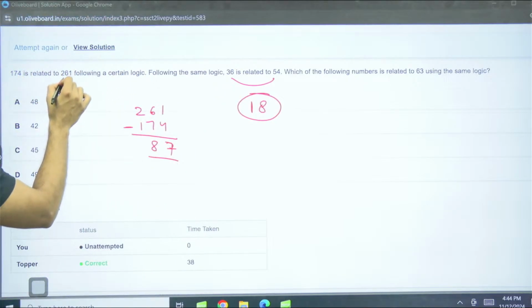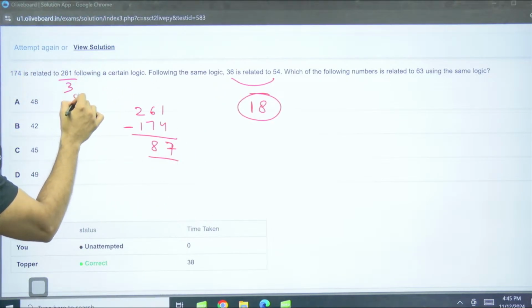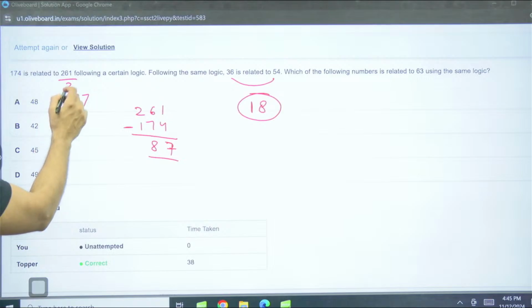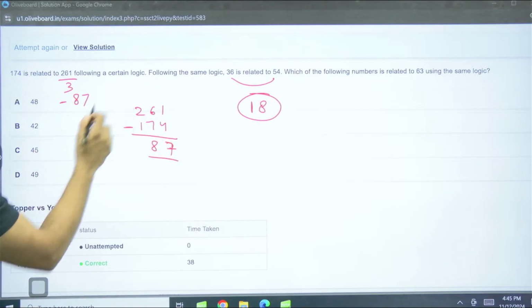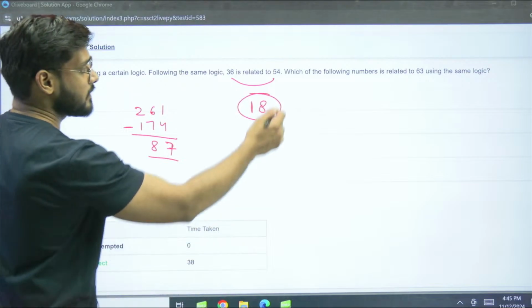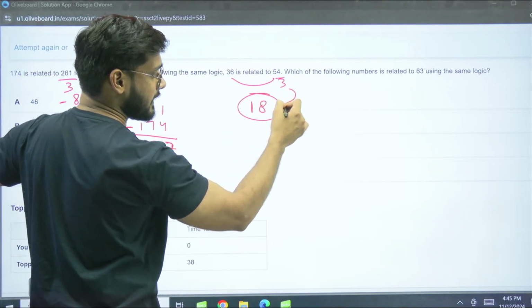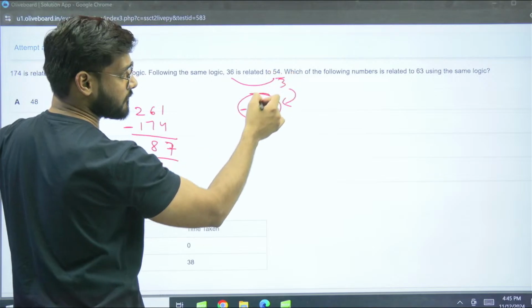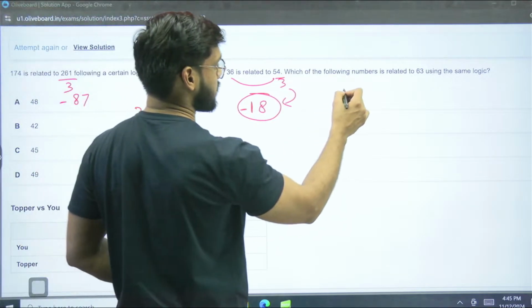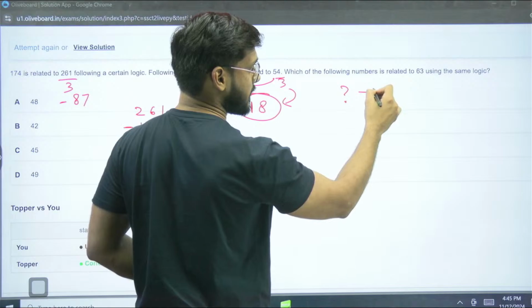So I can say that 261 divided by 3, I can get 87. Okay. And 261 minus 87 we can get 174. Similarly, 54 divided by 3 we can get 18, and this 18 subtracted from 54, we can get 36. So which of the following numbers is related to 63?